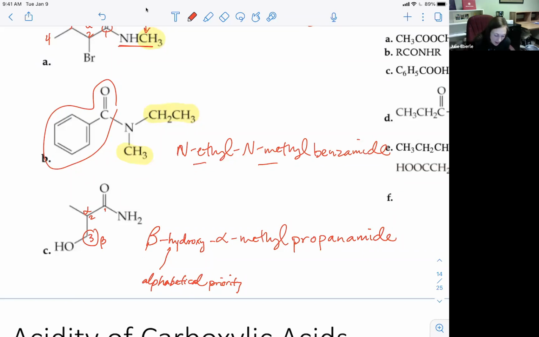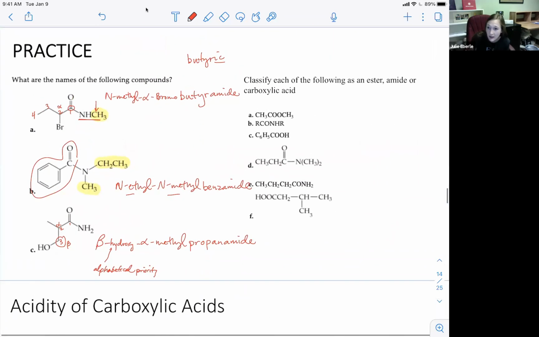Okay, wow. This is not easy stuff. These are complicated names. So this will need some practice for sure. I got another practice problem. We're not going to do it right now, but this is just to classify it. Look at these different structures. A lot of them are just written as condensed structures, and then classify, is this carboxylic acid, ester, or amide?